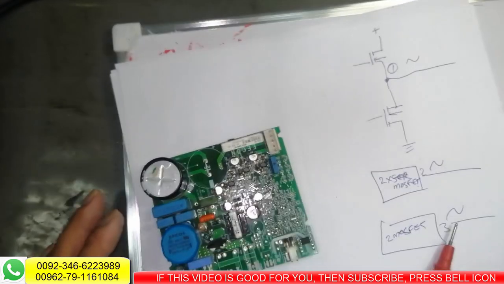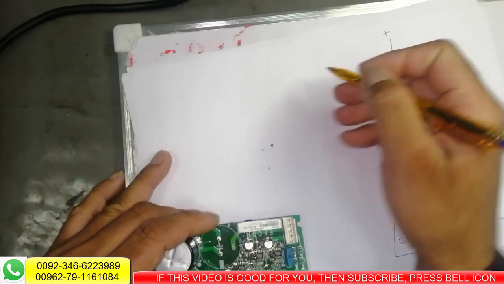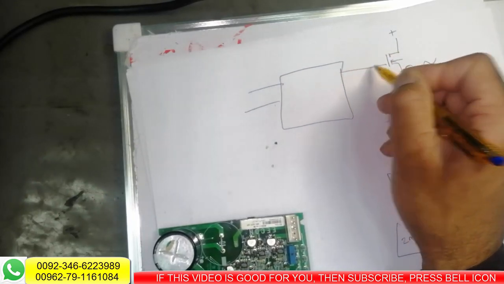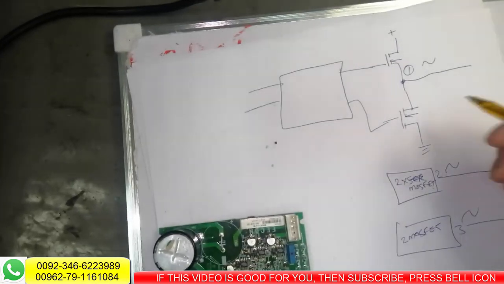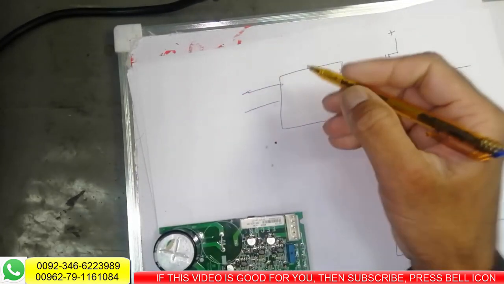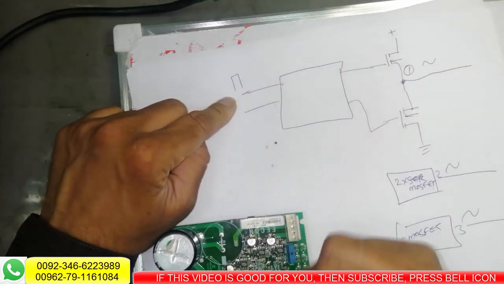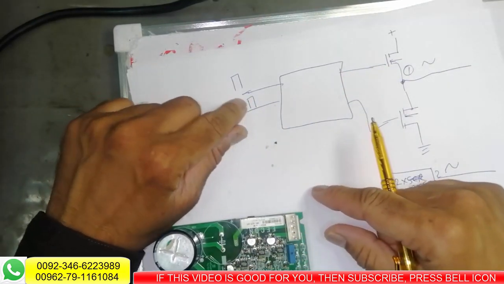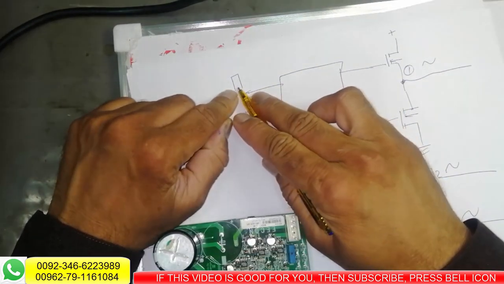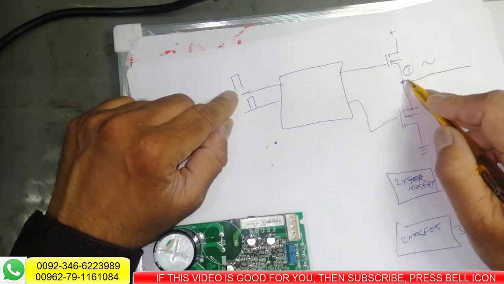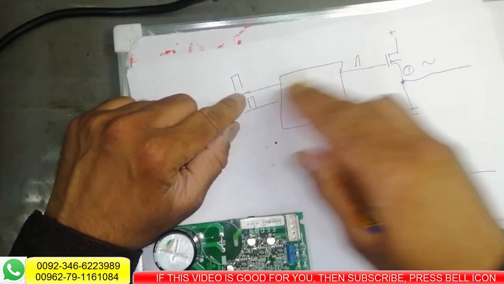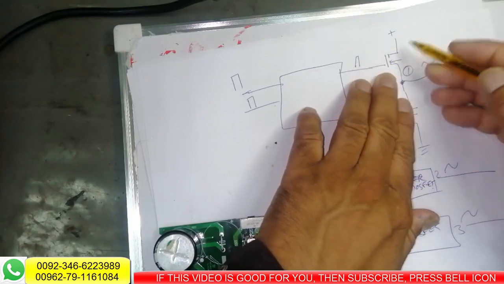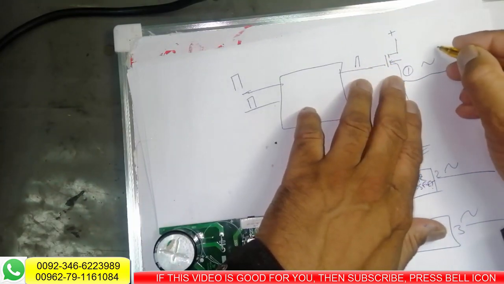And how does this circuit work? It takes two signals. When it takes a signal, the second signal will come after a duration. When the first signal appears, this positive voltage will switch. In the first portion, the first half cycle will appear on this FET, and at that time this signal will appear at the output.